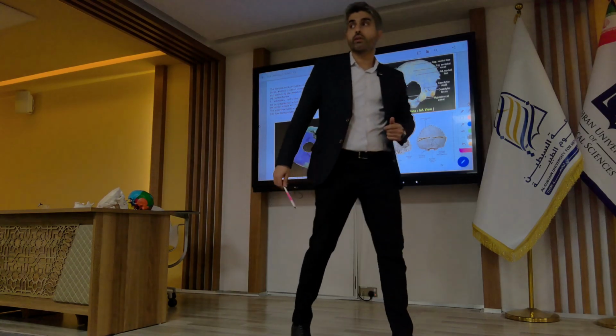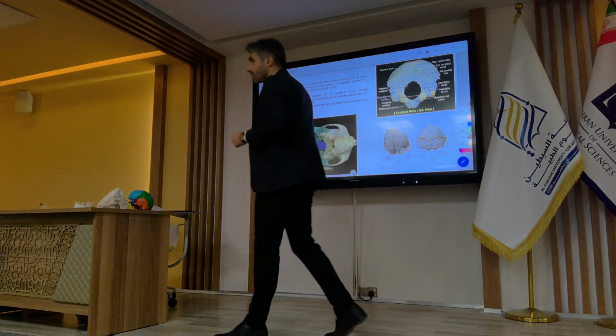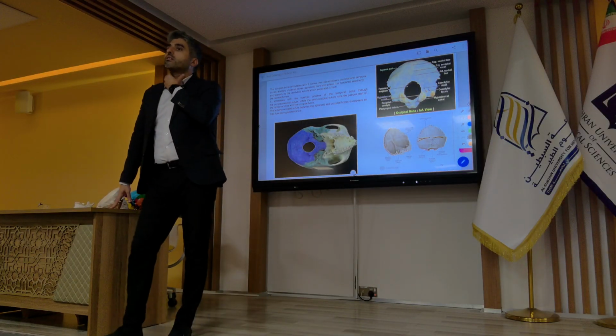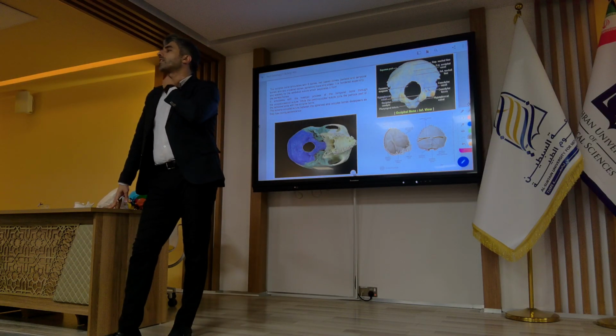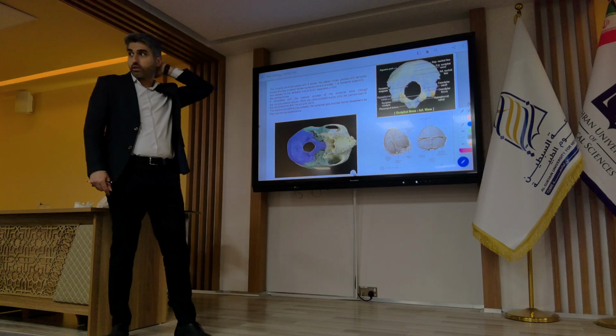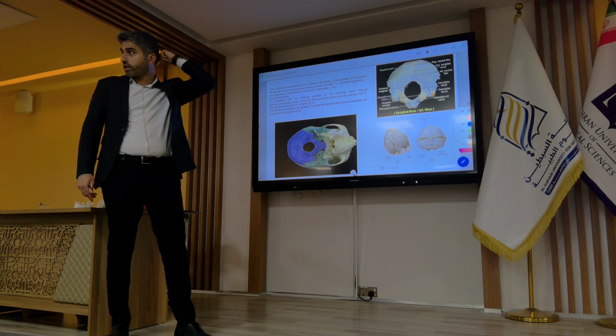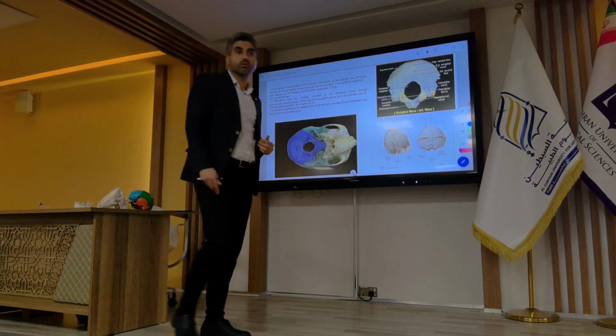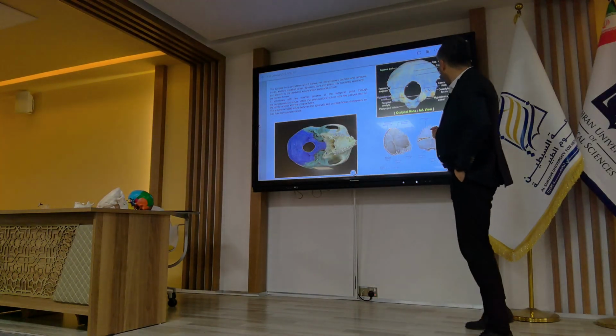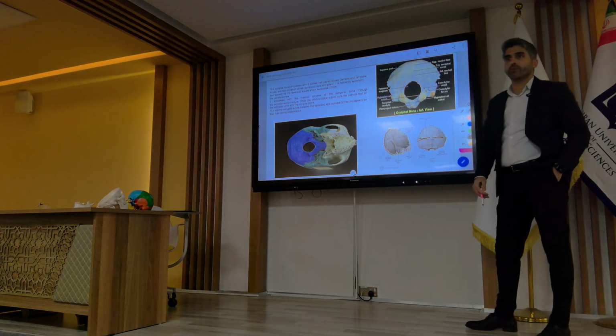And another point, guys: this is neck, this is face. What is the border between neck and face? The lower part of the mandible is the border between face and neck. What about the posterior side? What is the border between neck and head in the posterior side? This line, superior nuchal line, is the border between neck and head in the posterior side.